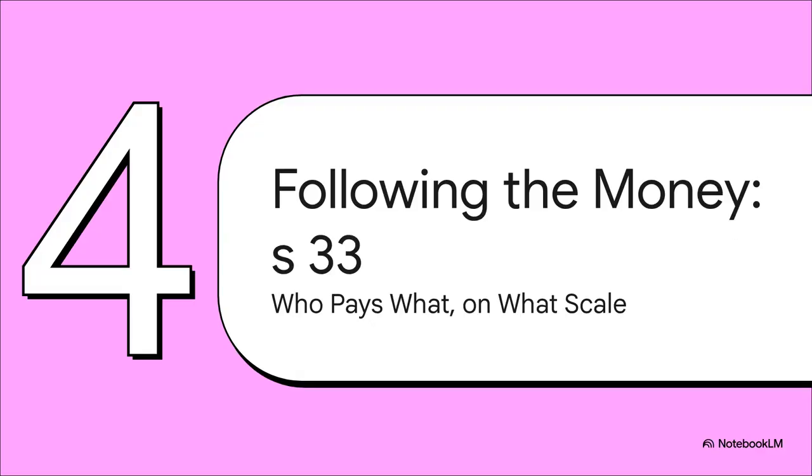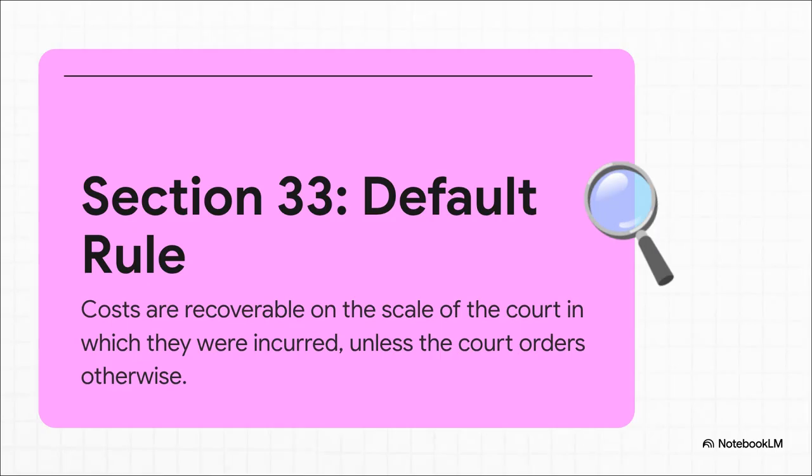Okay, so the transfer order's been made, the file is on the move. What happens to all the legal costs that have already been run up? It's a critical, practical question, and thankfully, Section 33 of the Act gives us a nice, clear default rule. This rule is all about fairness and giving your client some predictability. Section 33 makes sure that parties aren't unfairly punished by transfer. All the work you did while the case was in that higher court gets assessed on that court's higher cost scale. It prevents any nasty surprises later on.